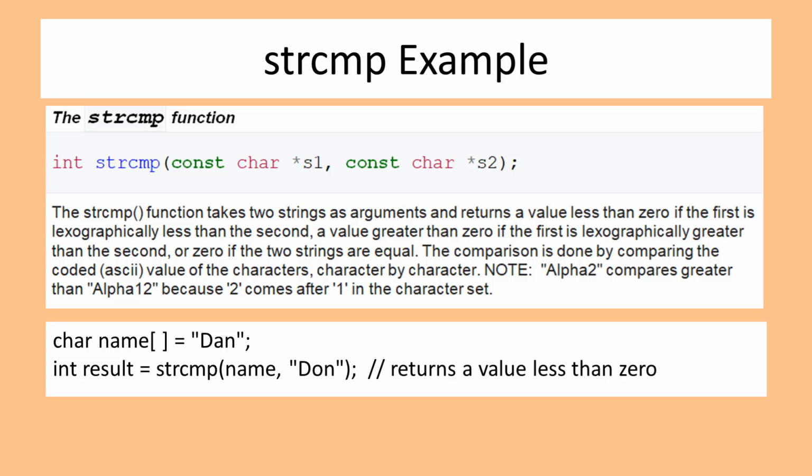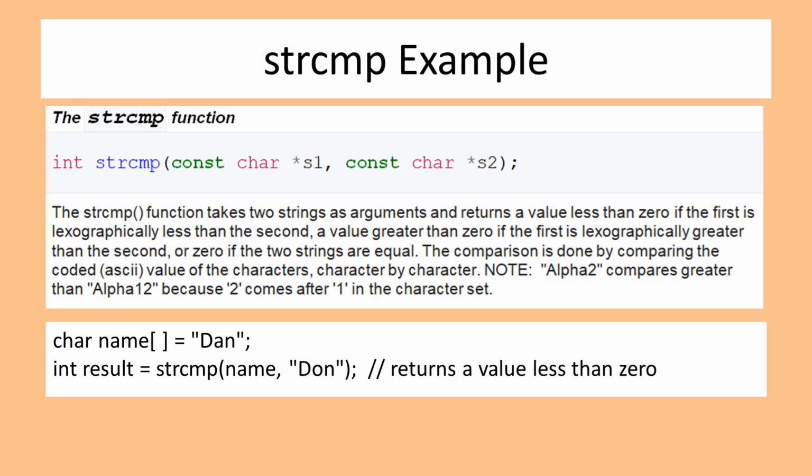So if I compare Dan with Don, it's going to return a value less than 0, because if I take the letter A and subtract an O, I end up with a negative value. The code for lowercase a in hexadecimal would be 61, and the code for the letter o would be 6F. So if I take one value and subtract a bigger number, I end up with something less than 0. This is good if you're trying to sort things.